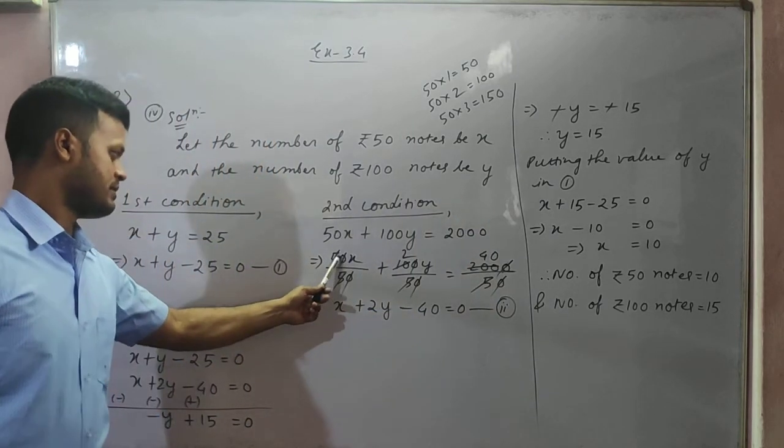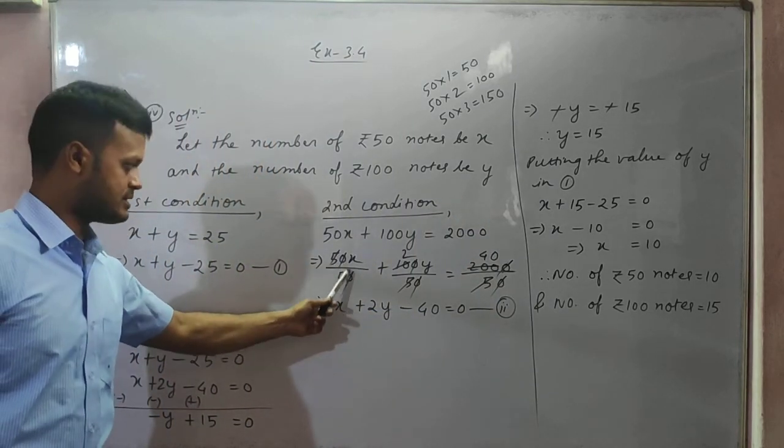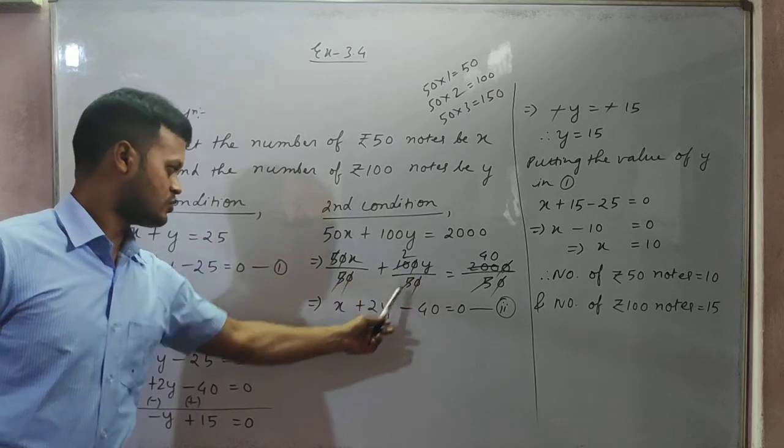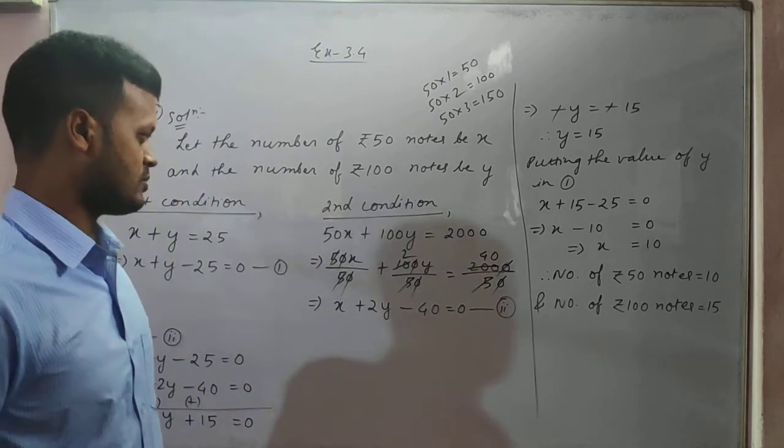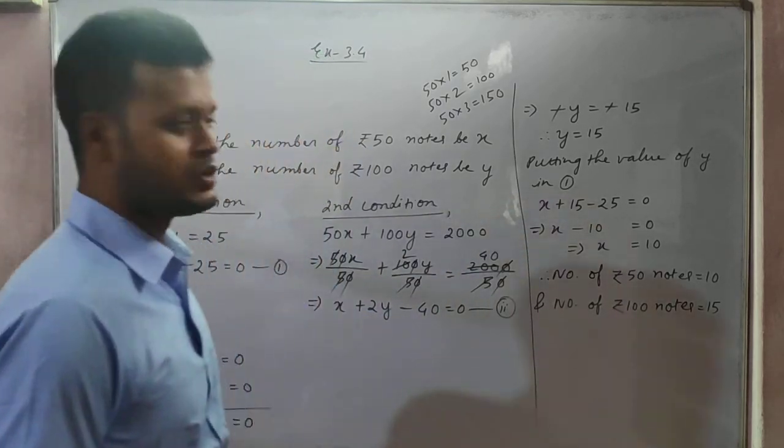So here 50 and 50 are cancelled. x will stay, 2y will stay, and 40 you bring to the left hand side. So x plus 2y minus 40 is equal to 0. Mark it equation number 2.